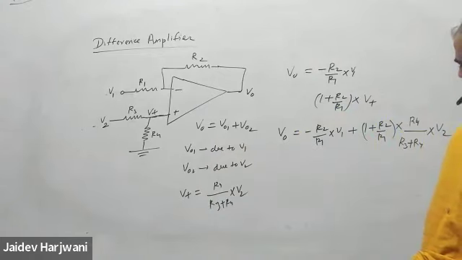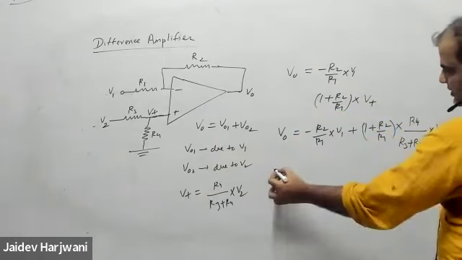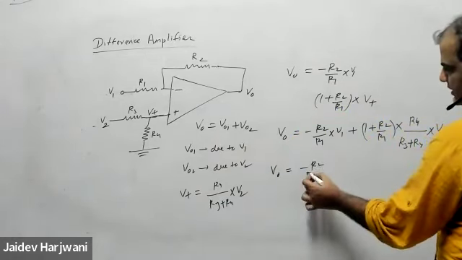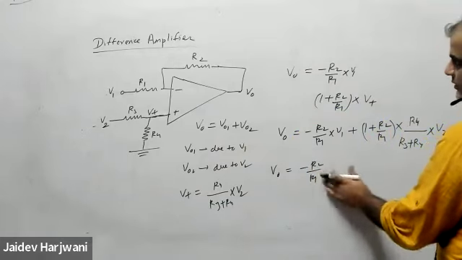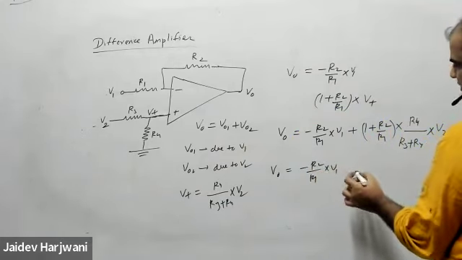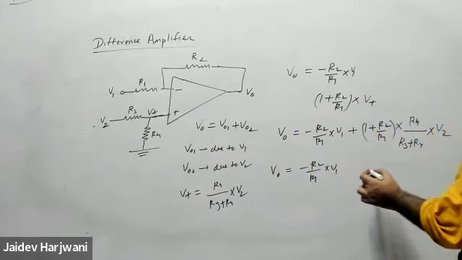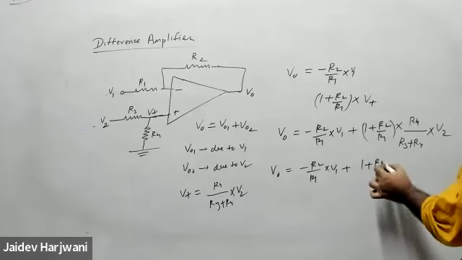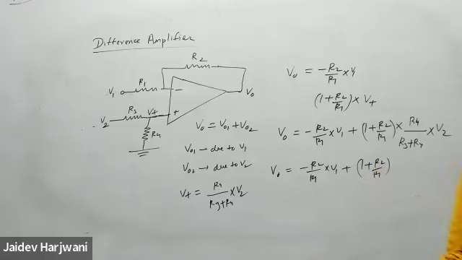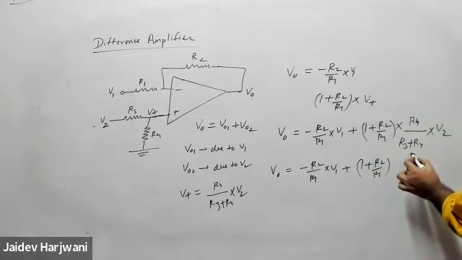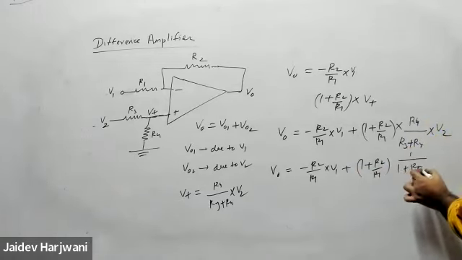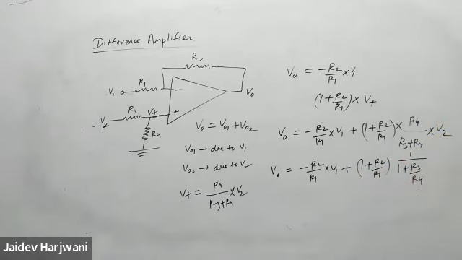Now we can solve it further. V0, I can write as minus R2 upon R1 into V1, plus 1 plus R2 by R1, and this I can write as 1 plus R3 by R4 into V2. Now why am I writing it like this?